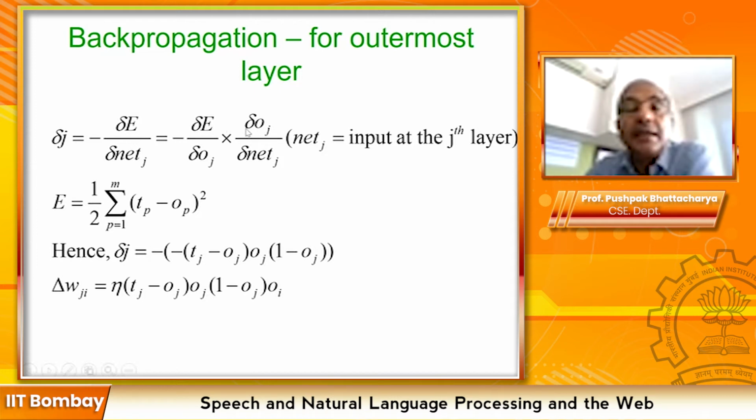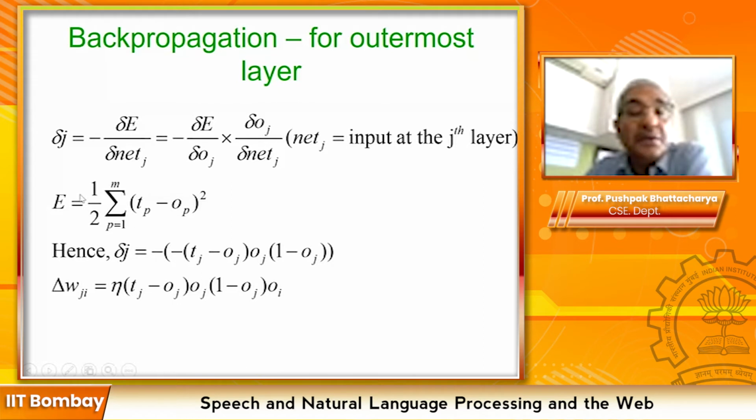So error is a function of the output from a neuron, and we are discussing only the outermost layer, not the hidden layer. In the outermost layer, we find the error value. The error value is the difference of target and output. Now delta E delta net j doesn't involve Oj, the output, so we introduce it through the chain rule: delta E delta Oj into delta Oj delta net j. Net j is the input at the jth neuron.